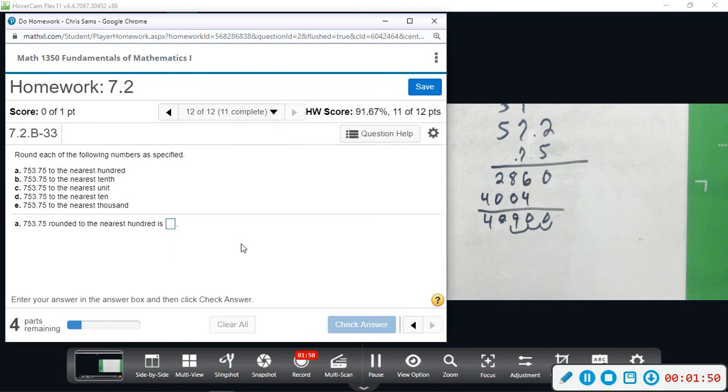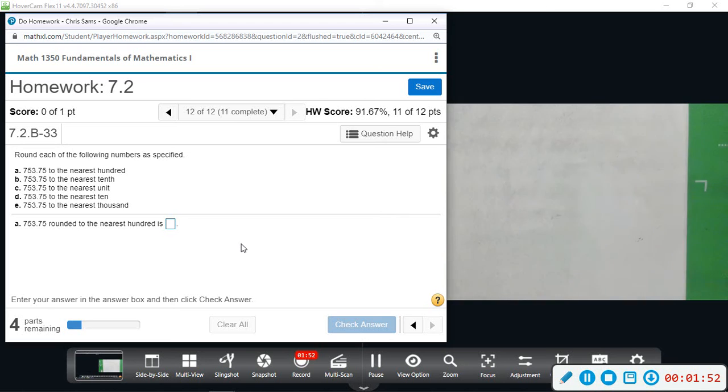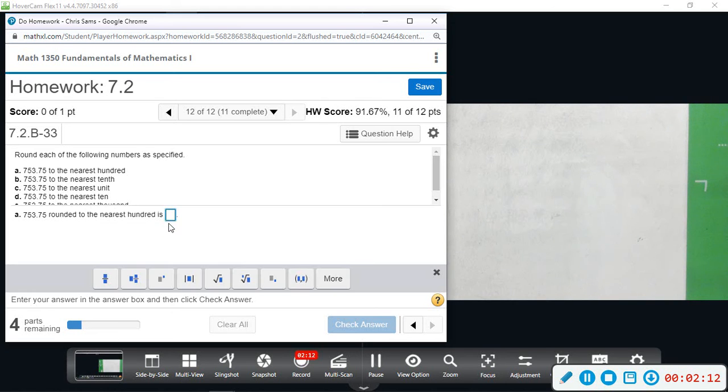All right, number 12, we want to round each of the following numbers as specified. So this first number we're going to round to the nearest 100. So 7. We look at the number in front of it, it is a 5. So if it's 5 or more, we round up. So this is going to be rounded to 800.